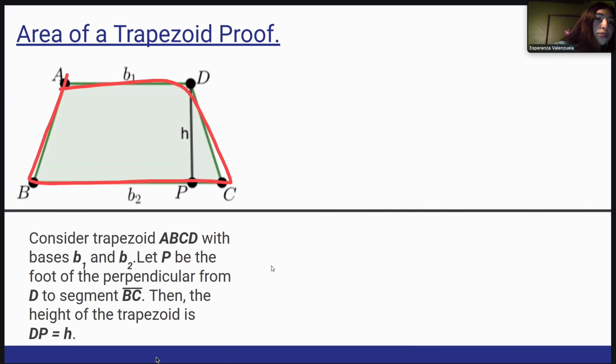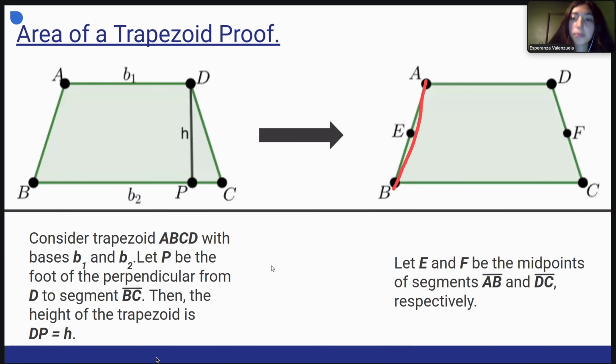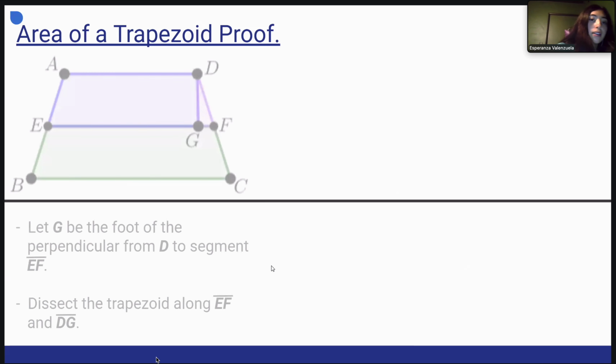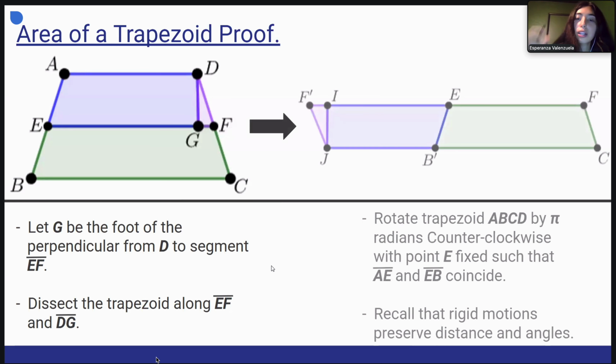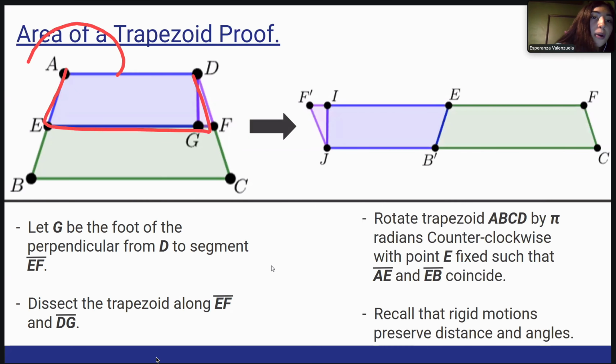So we're going to consider this trapezoid ABCD with b1, b2 being bases and h being the height. Then we're going to take the midpoint of segment AB and DC such that we get points E and F. Now we're going to dissect it like so, and it's important to mention that these three line segments are parallel by using theorems that we learned in our Math 161 class, such as Playfair's axiom. Then we're going to rotate this polygon right here counterclockwise by pi radians, such that AE coincides with EB, and we know that they coincide since E is the midpoint, so they have the same length.